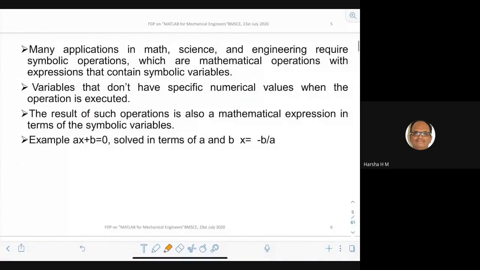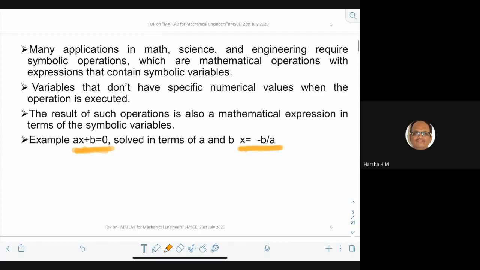Suppose I have an expression of ax plus b, then I would like to solve this equation for x in terms of the other coefficients b and a. Then I should get it like this. So there are no numbers here. We would like to look at these expressions under the topic of symbolic maths.